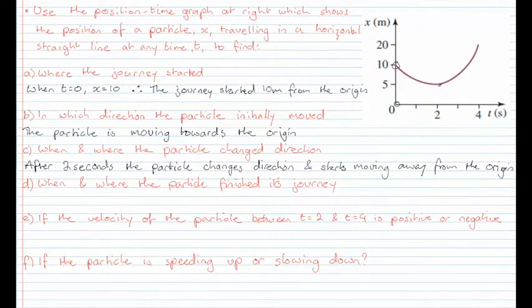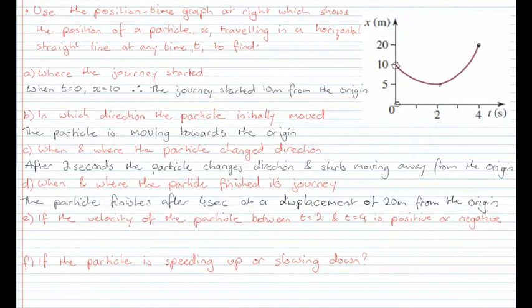Next question asks when and where the particle finished its journey. Well, that is at the very end of the line. You can see here that the particle finishes after 4 seconds at a distance of 20 meters from the origin. So the particle finishes after 4 seconds at a displacement of 20 meters away from the origin.